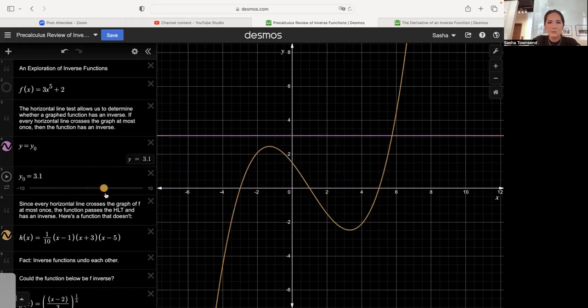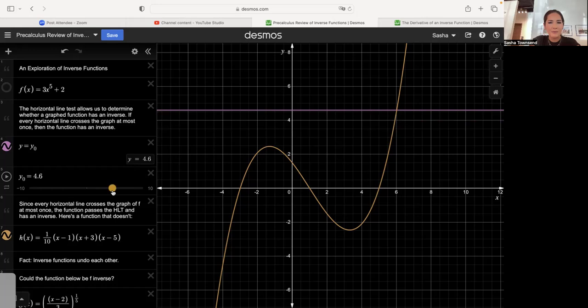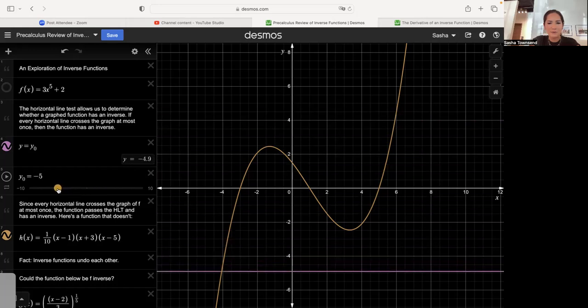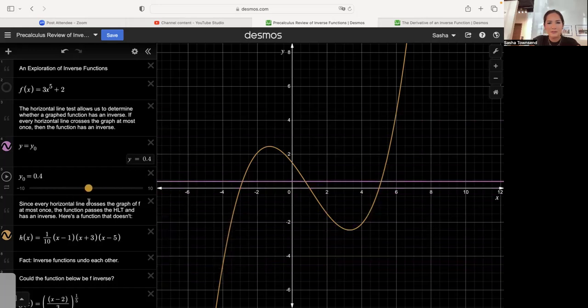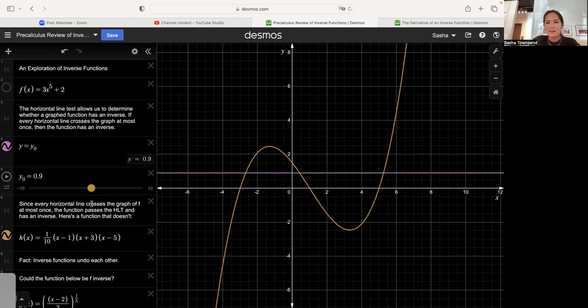Now, when y is greater than 2.5, we're fine. And when y is less than negative 2.5, we're fine. But on this interval, we have problems. The horizontal line crosses the graph more than once. So this function does not have an inverse.